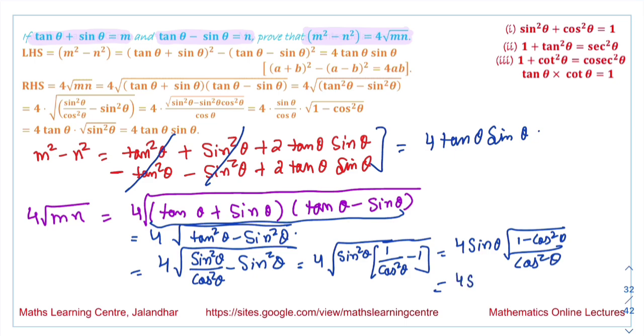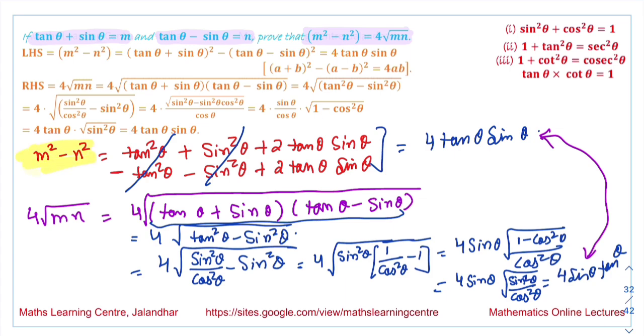So it is 4 sin theta square root of sin square theta over cos square theta. So this is equal to 4 sin theta into tan theta, and both these values are equal to each other, and this is what we have to prove, that m square minus n square is equal to 4 times the square root of mn.